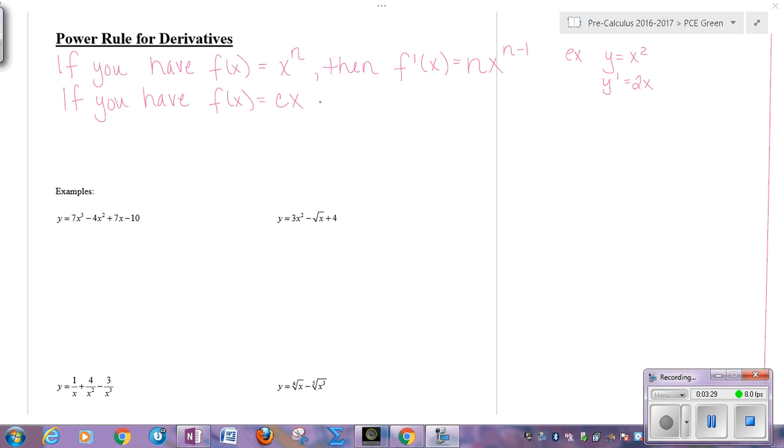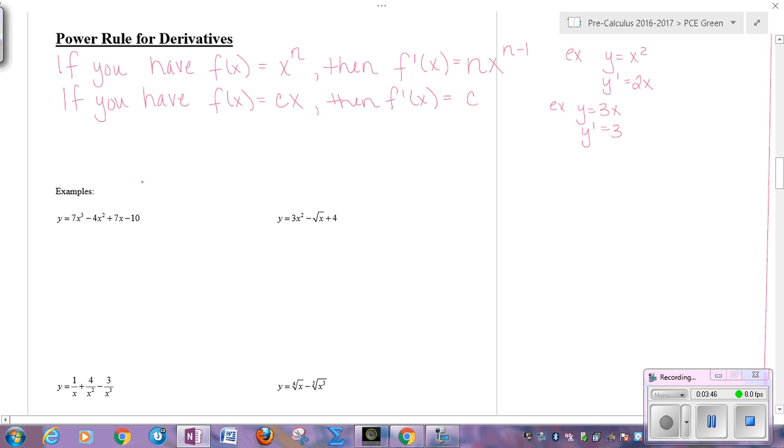So let's say we had a function that's just cx, c being an integer value or just a coefficient value, it's just a number. Then your derivative would just be c. So for example, if I had y equals 3x, then my derivative would just be 3.